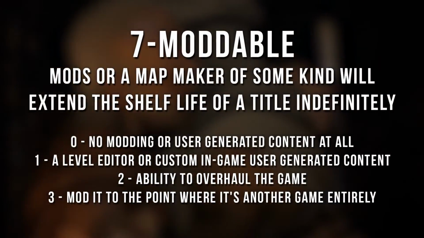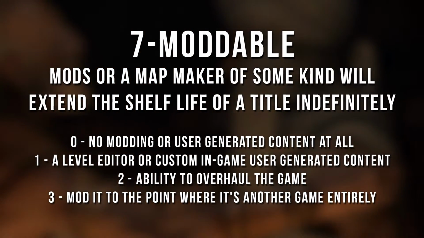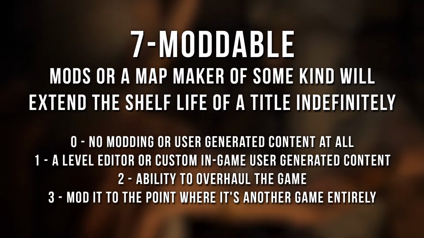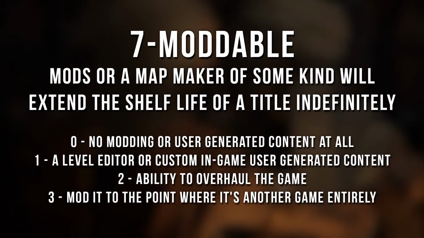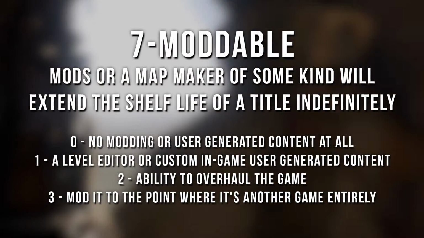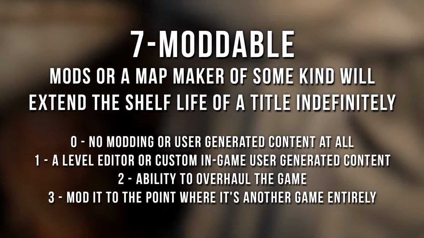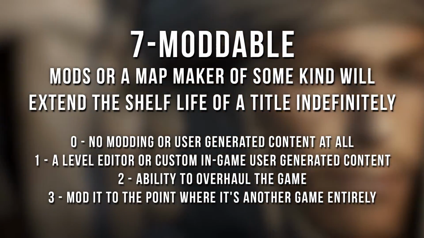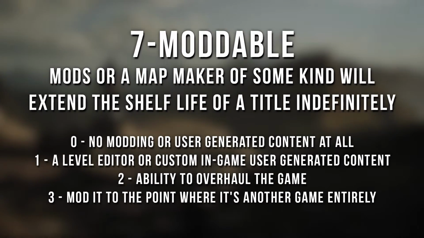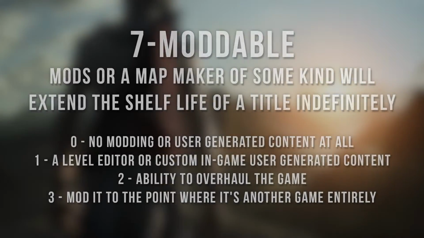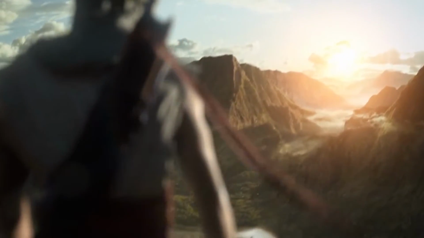Criteria 7. Moddable. Allowing mods or a map maker of some kind will extend the shelf life of a title indefinitely. If you make a good game, it will never die with mods. 0 means no modding or user-generated content at all. 1 means a level editor or custom in-game user-generated content. 2 means ability to overhaul the game with custom textures, models, and scripts. And 3 means you can mod it to the point where it's another game entirely and has no resemblance to the original. A good example of this would be something like Civilization or Half-Life.